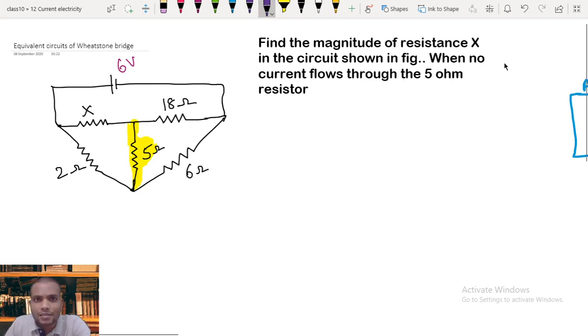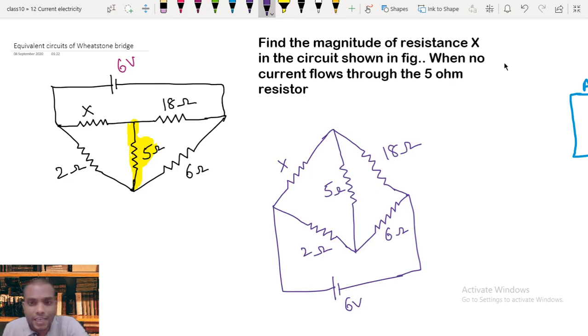As I said, this is the equivalent circuit of the Wheatstone's bridge. If I draw this circuit like a Wheatstone's bridge circuit, this is how it looks. The circuit which is given is exactly equal to the circuit which I drew. In the problem, they are telling us that the current through the 5 ohm resistance is 0, when no current is flowing through the 5 ohm resistance.